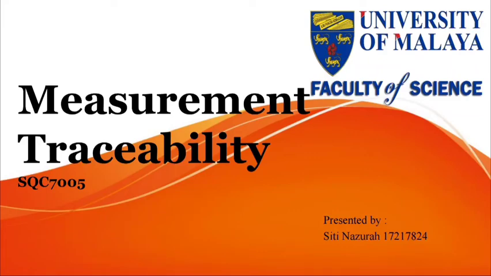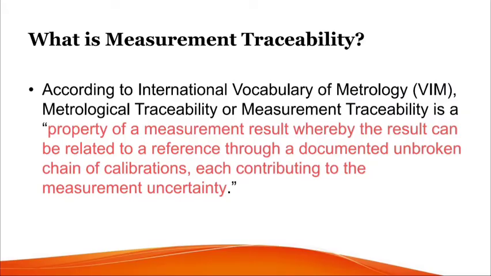Today, I will explain about the concept of metrological traceability and its role in the analytical laboratory. So what is measurement traceability? According to the International Vocabulary of Metrology, VIM, metrological traceability or measurement traceability is a property of a measurement result whereby the result can be related to a reference through a documented unbroken chain of calibrations, each contributing to the measurement uncertainty.